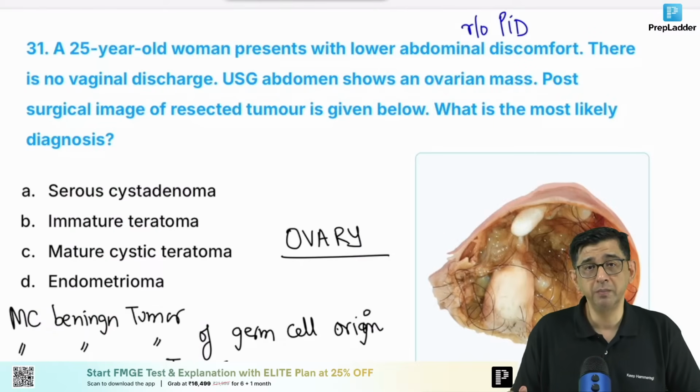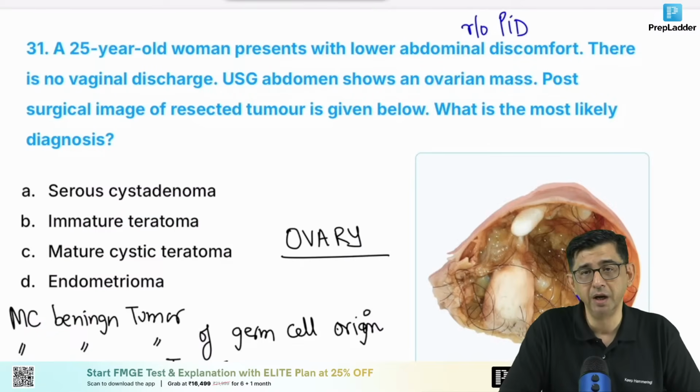Ultrasound showed an ovarian mass, and then we did a resection, and you can see the teeth and you can see the hair. So there's a well amount of differentiation present here. So this is a dermoid cyst, this is a mature cystic teratoma.